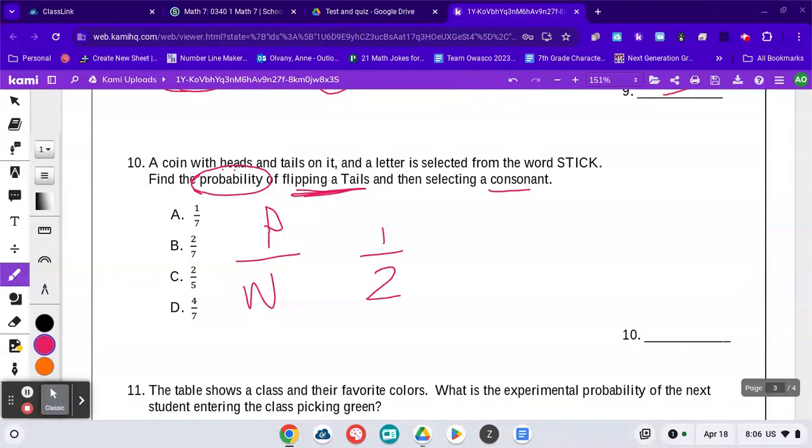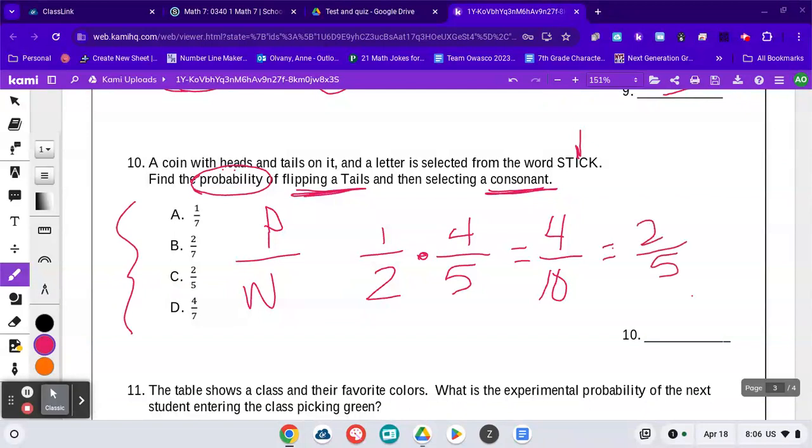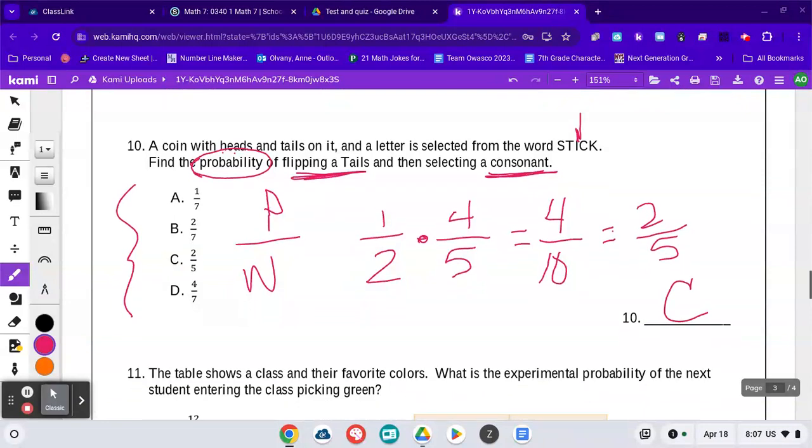And then selecting a consonant. A consonant is a letter that's not a vowel. I see 1 vowel in this word, so that means I have 4 consonants out of 5 letters. This is 4 tenths. I look over, I don't see any tenths, so I simplify this to 2/5, which is choice C. Told you they weren't all D.